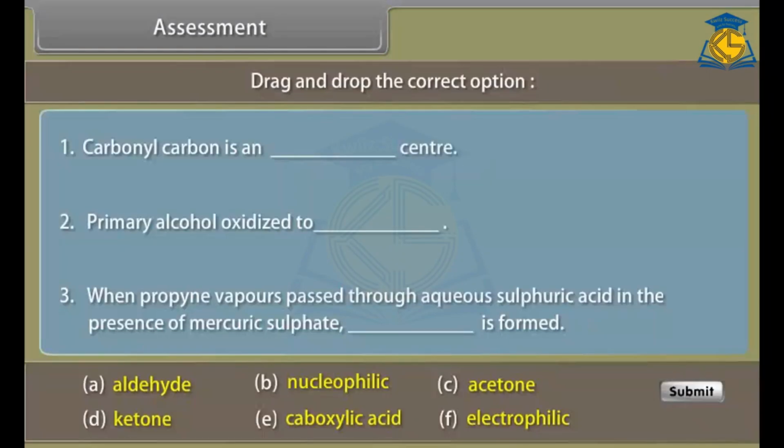Assessment. Before proceeding further, let us know how much you have learned. Drag and drop the correct options. Preparation of aldehydes and ketones.